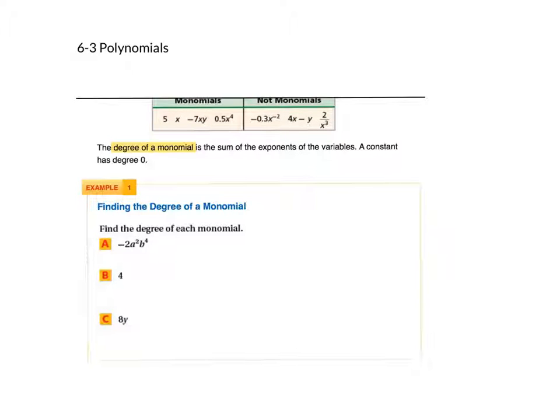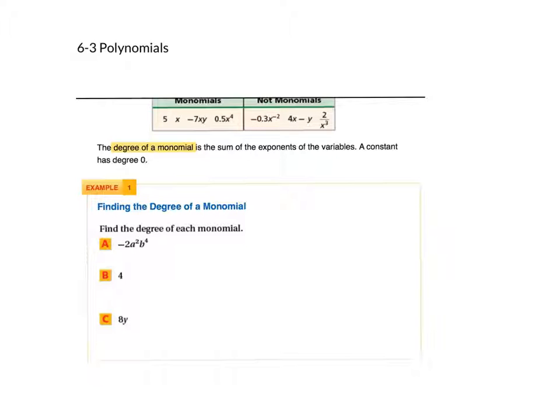This is 6-3 polynomials. A monomial, mono meaning single, is a single term. It's either a number, a variable, or a product of a number and a variable, as seen in the column on the left. On the right-hand side up top here, it says not monomials. It's not a monomial if there's a negative exponent, if there's subtraction, or there's division.